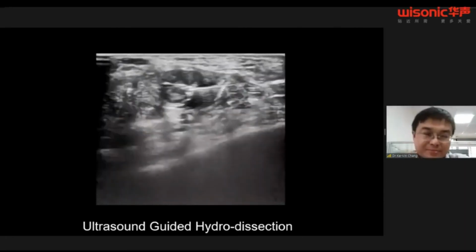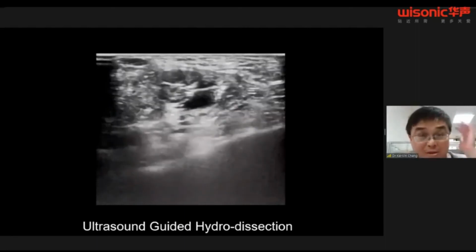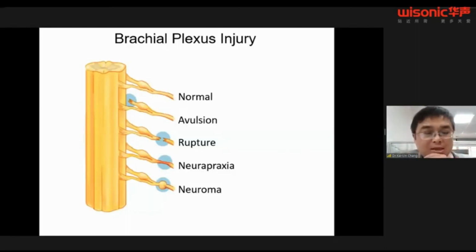And then this is the other part. You can find this part is relatively normal. You can still find a part of the anterior scalenus, and this is the nerve root. So in patients with early radiation-induced neuritis, you can try to use hydrodissection to relieve the entrapment from those fibrotic bands.